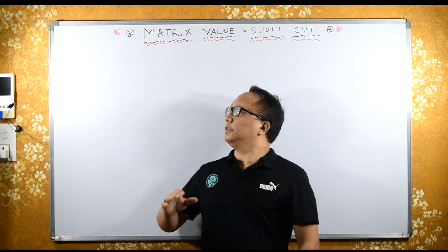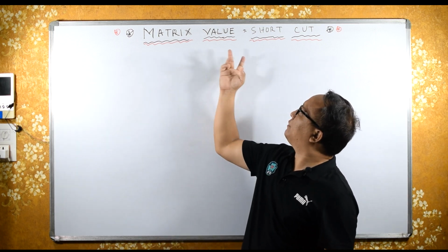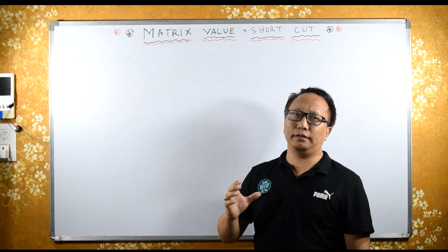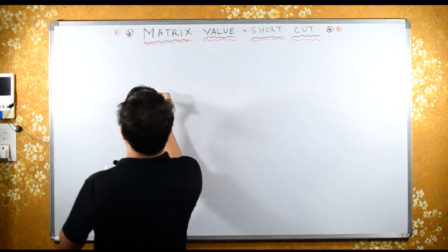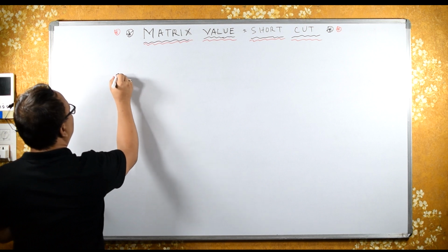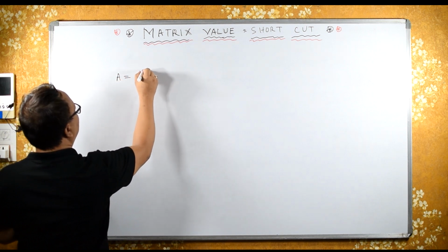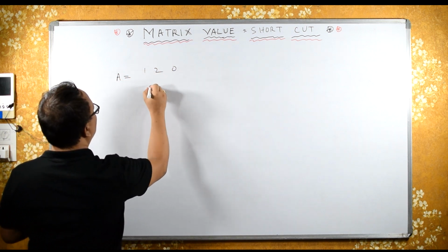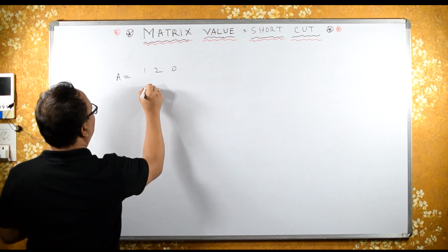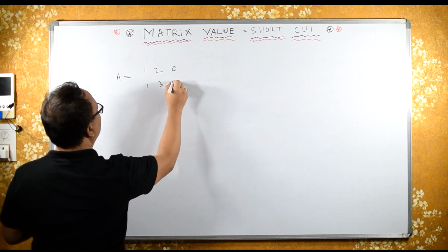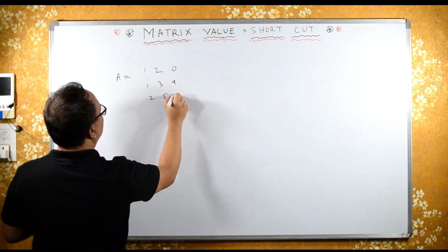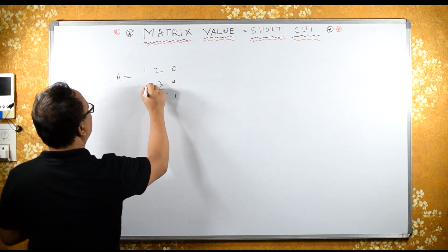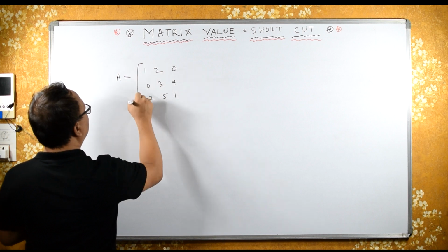Welcome back. Today I will be speaking about matrix value shortcut methods, how to find its determinant. Let's take one example. We have, for example, a determinant 1, 2, 0, 1, 3, 4, 2, 5, 1. Let's take 0 over here.